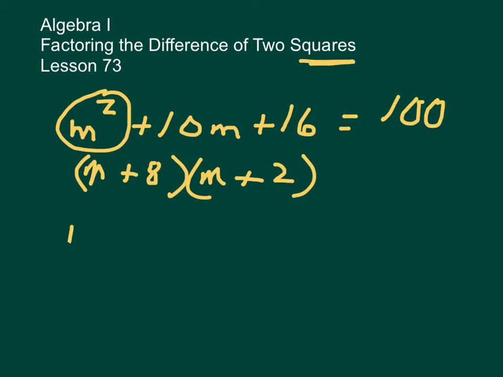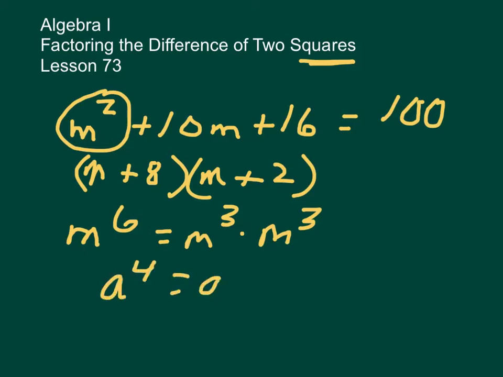For example, m to the 6 is a perfect square. Why? Because m cubed times m cubed would give us m to the 6, right? You add the exponents. Another perfect square would be a to the 4th. Why? Because a squared times a squared gives me a to the 4th. So those are perfect squares or squares.